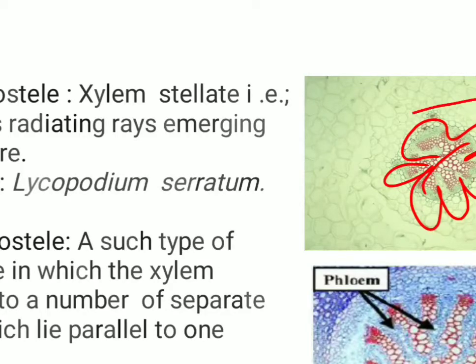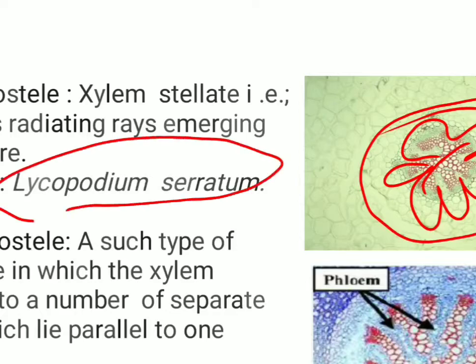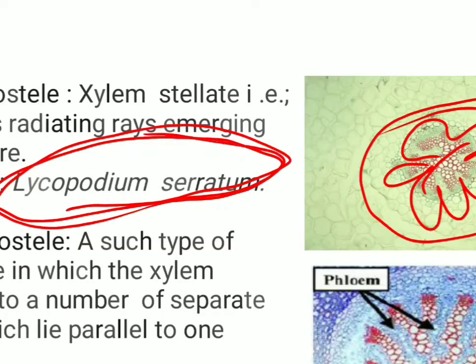Okay, and this figure is important. Okay, must draw this figure with its types. Okay, and as an example, in Lycopodium serratum internal structure, which type of stele is present? Actinostele.